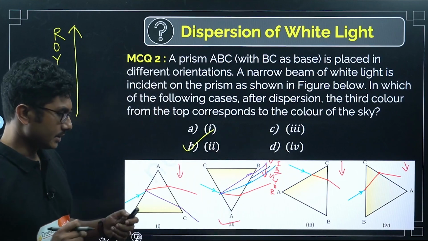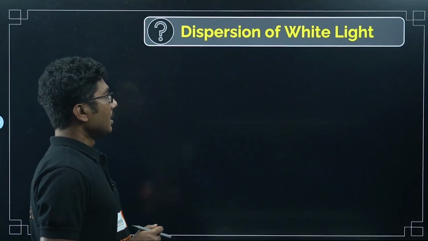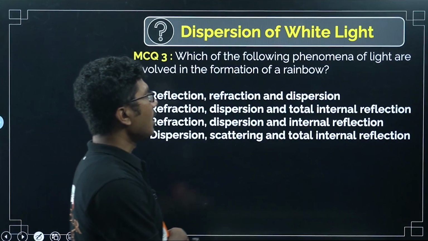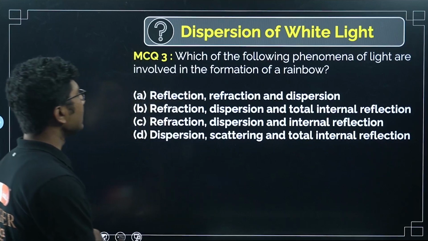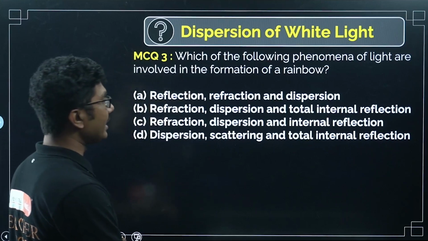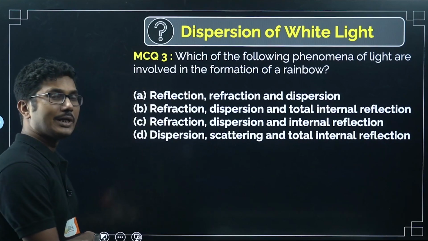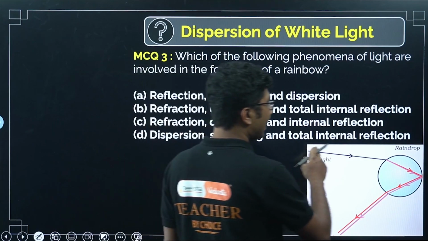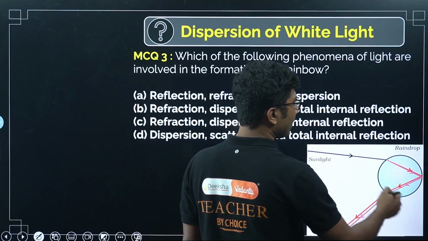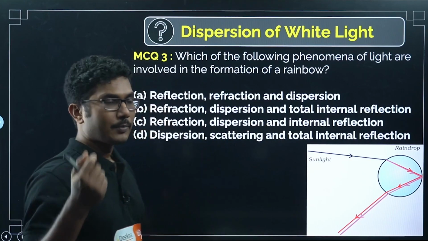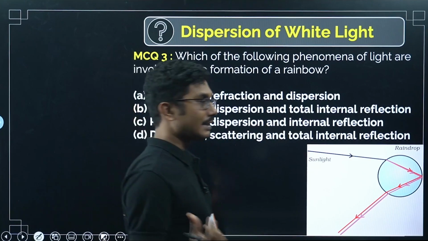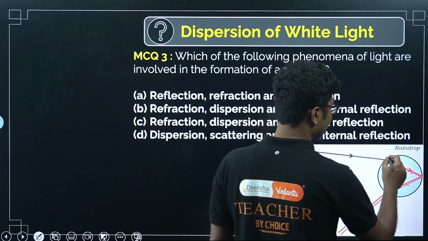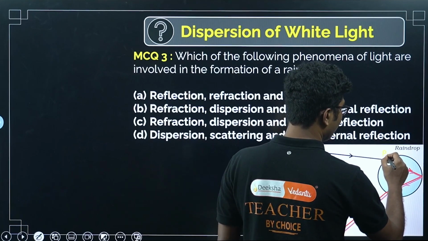Be careful to answer such questions. Now next question. Which of the following phenomena of light are involved in the formation of a rainbow? Very interesting question. So how is the rainbow formed? Let us look into a diagram that will help you. Sunlight is coming, it is falling on a raindrop or some water droplets in the air. Once it enters this raindrop, this step is refraction.